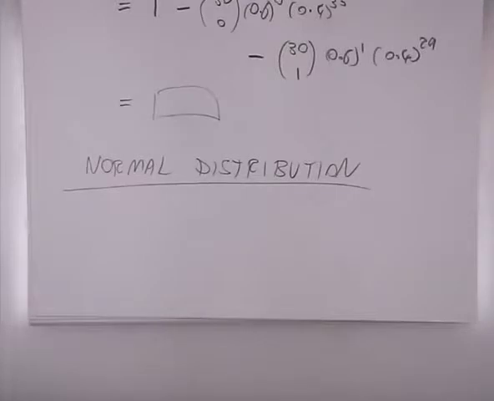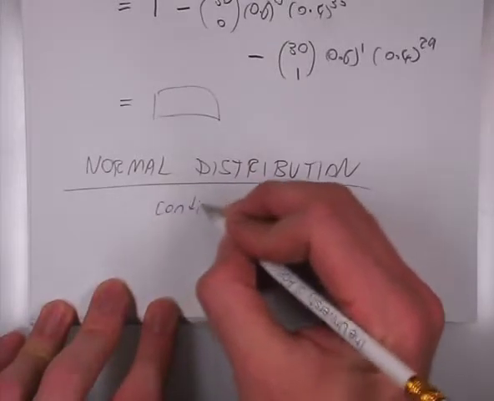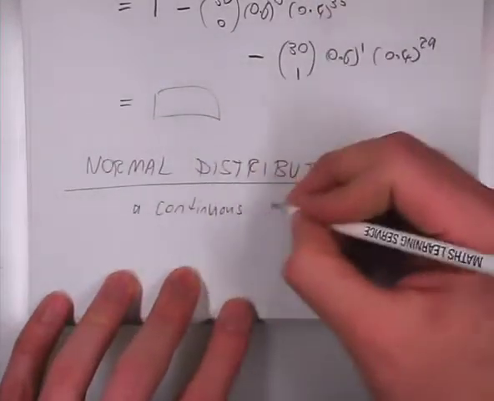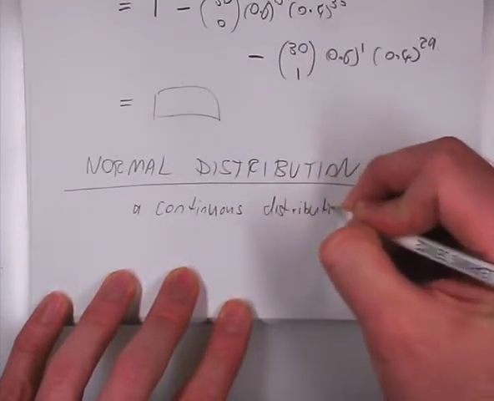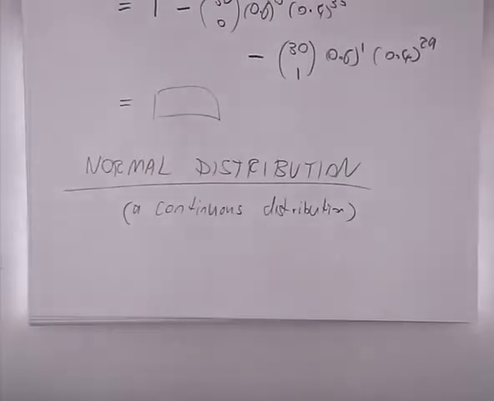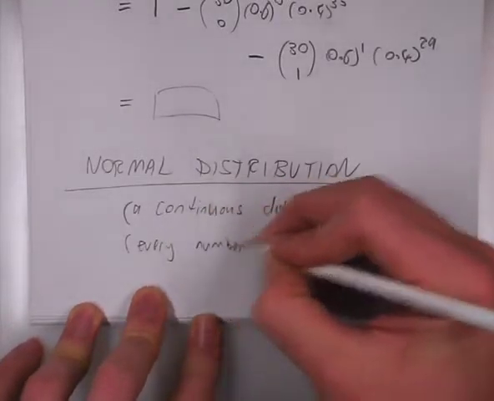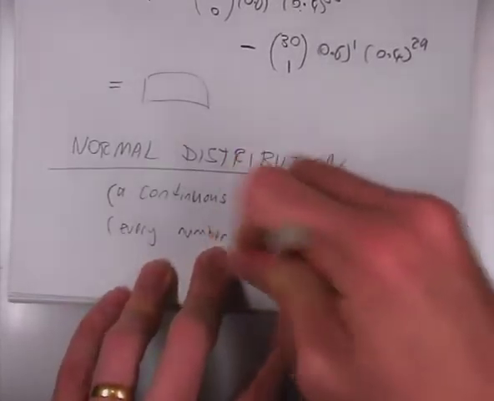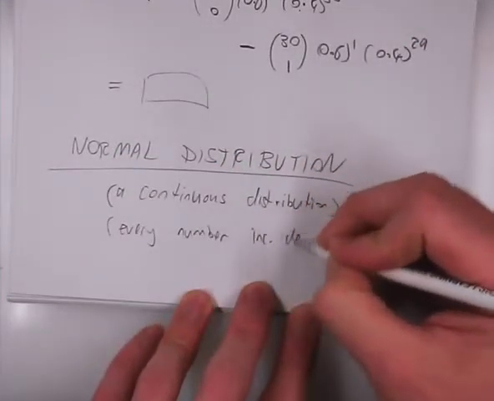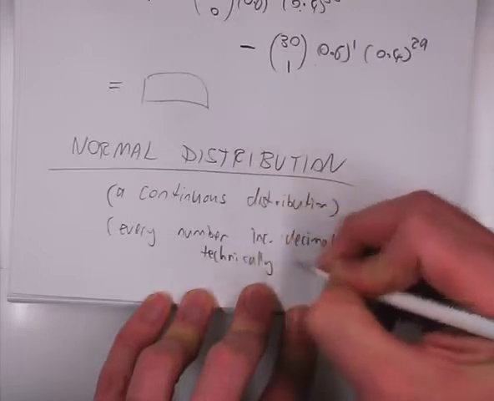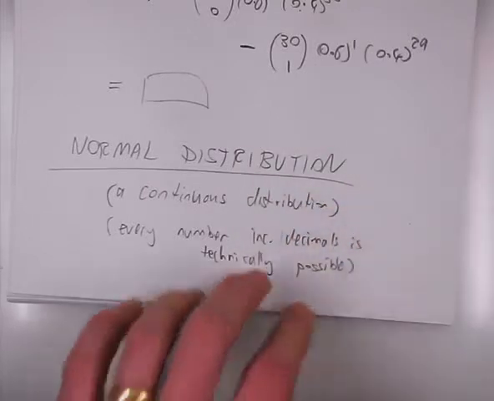The normal distribution is what's known as a continuous distribution. Meaning every number, no matter how finely grained and how many decimal places it has, is technically possible. That's what continuous means. So every number, including decimals, is technically possible. That's what a continuous distribution means.